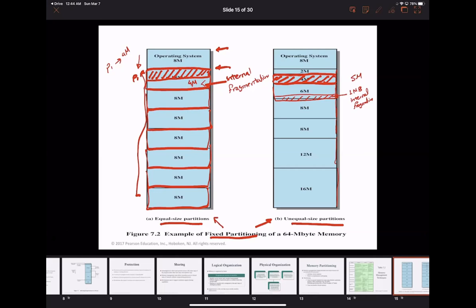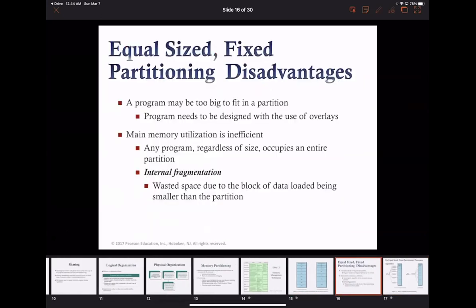There are two main challenges with the usage of equal size fixed partitioning. The first is that a program may be too big to fit in a partition. In this case, the programmer must design the program with the use of overlays so that only a portion of the program needs to be in main memory at any one time. When a module is needed which is not currently available, the user program must load that module into the program partition, overlaying whatever programs or data are there.